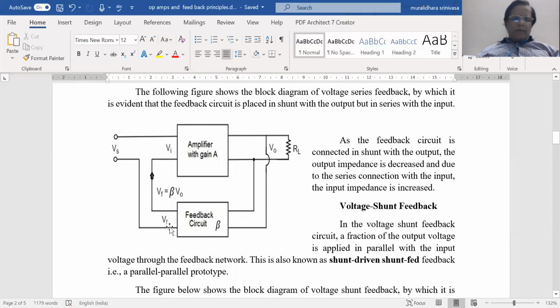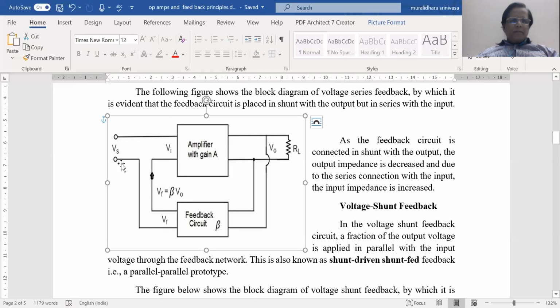This is the feedback voltage. The feedback voltage Vf is equal to beta Vo, where beta is called the feedback fraction. But how are you connecting? You are connecting it in series. See, this is not where you are connecting. You are connecting one here and one here. So this is a series connection. Shunt fed series connection.